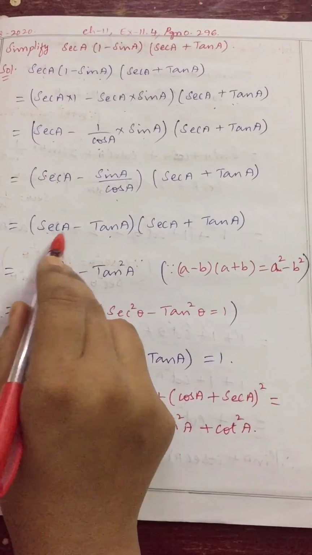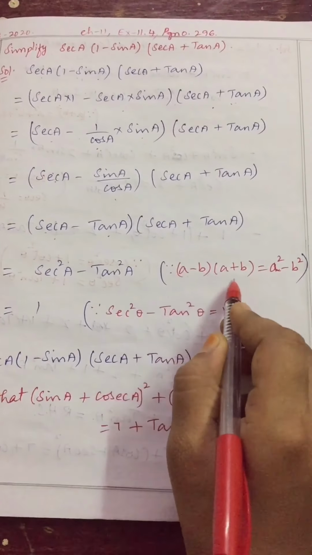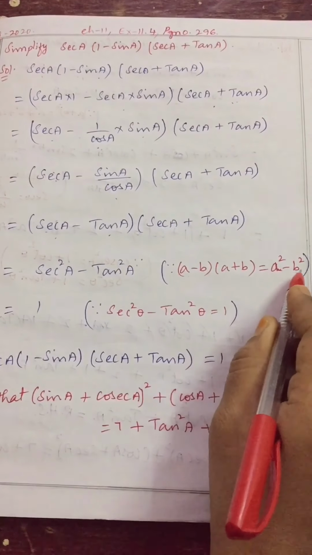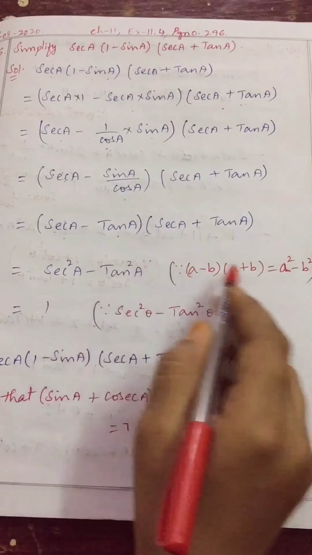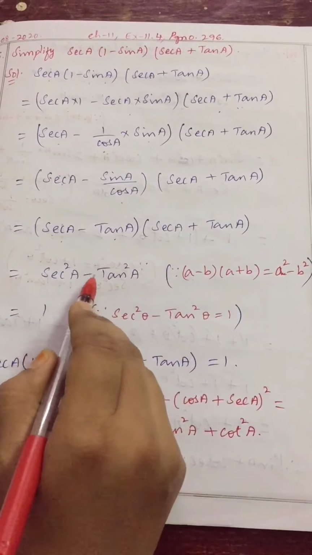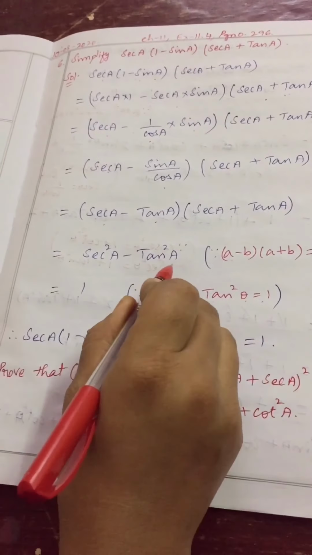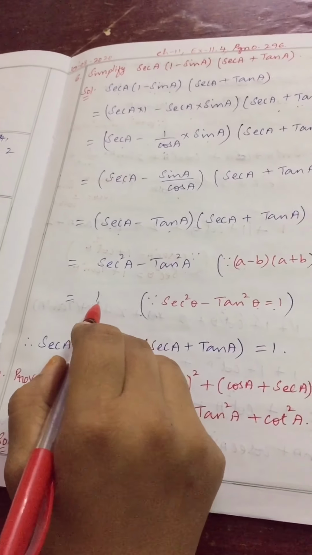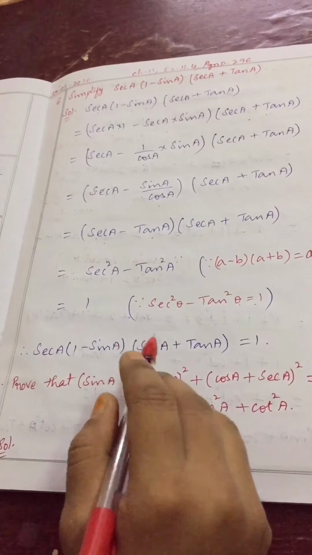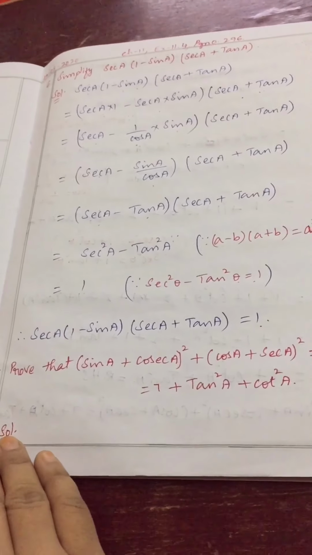Clear children? Secant a minus tan a into secant a plus tan a we write using the identity a minus b into a plus b equals a square minus b square. In place of a, secant a is there, in place of b, tan a is there, so a square minus b square means secant square a minus tan square a. Clear children? And we have one identity, secant square theta minus tan square theta equals 1. Here in place of theta, a is there, so secant square a minus tan square a is nothing but 1. So we got the answer: secant a into 1 minus sin a into secant a plus tan a is equal to 1. Clear children? Let's see one more problem we will solve.